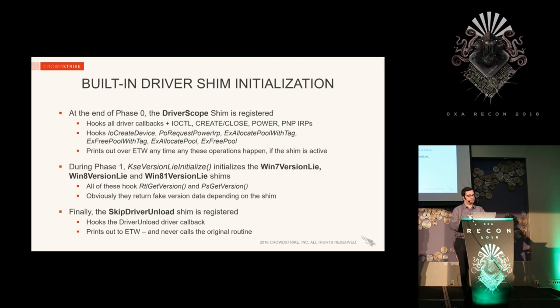And as you can probably imagine, these are going to hook RtlGetVersion and PsGetVersion. Each particular hook will return a different version. So just like in user mode, you can enable XP compatibility mode or Windows 7 compatibility mode. This basically lies to the driver and makes the driver think we're running on a different operating system.